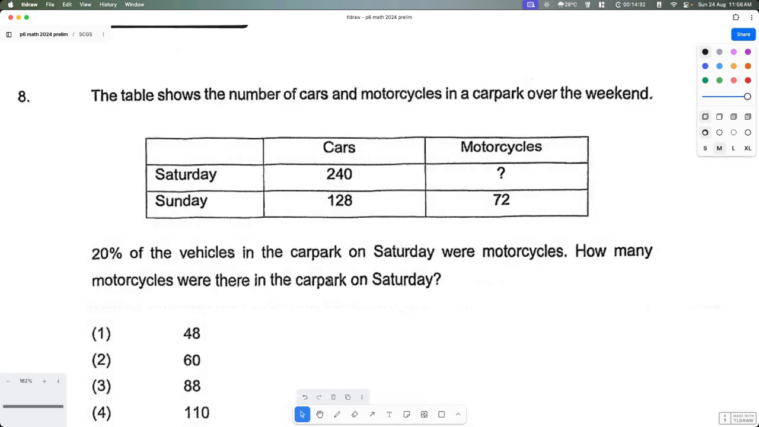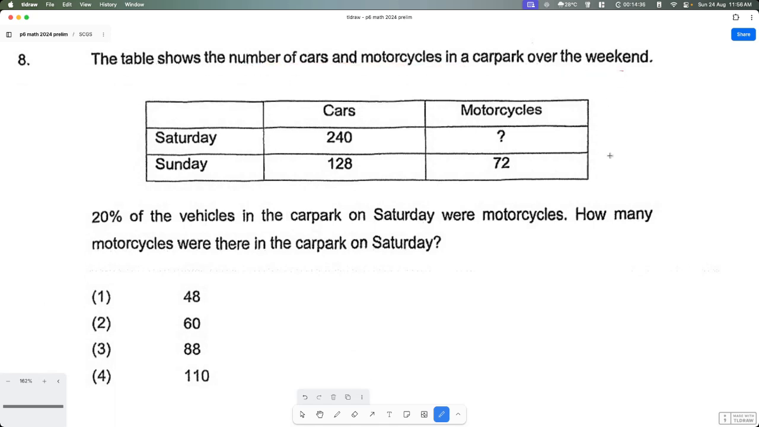Okay, let's move on to question number 8. The table shows the number of cars and motorcycles in a car park over the weekend. 20% of the vehicles in the car park on Saturday were motorcycles. How many motorcycles were there in the car park?